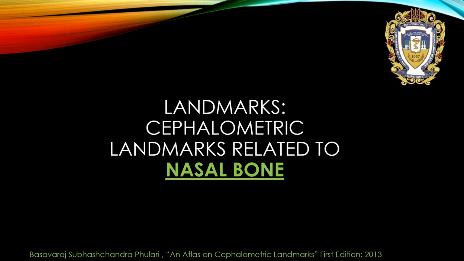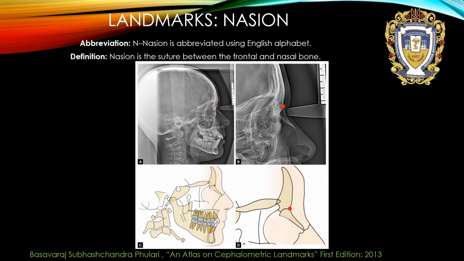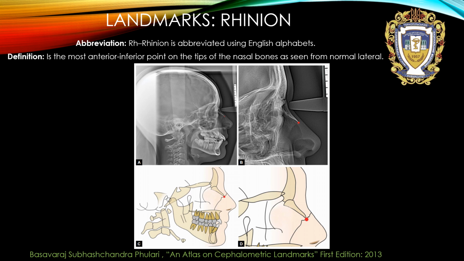Landmarks related to nasal bone. There are only 3 points: nasion, frontonasal, and rhinion. Nasion point is the suture between the frontal and nasal bone. Rhinion is the most anterior inferior point of the tips of the nasal bones, as seen on a normal lateral cephalometric X-ray.